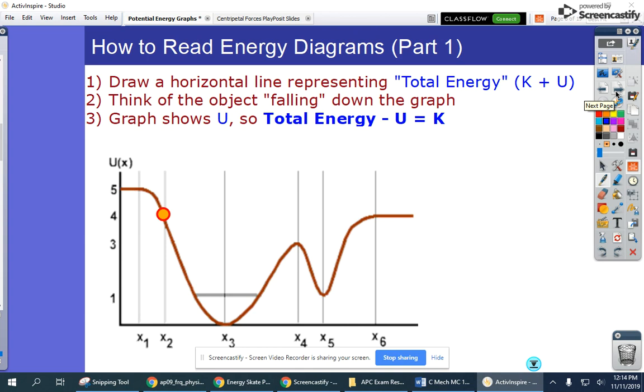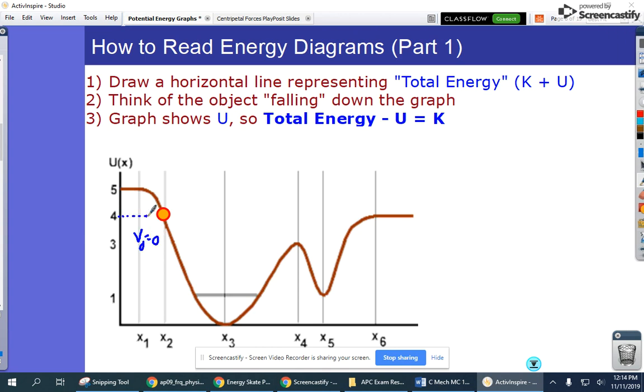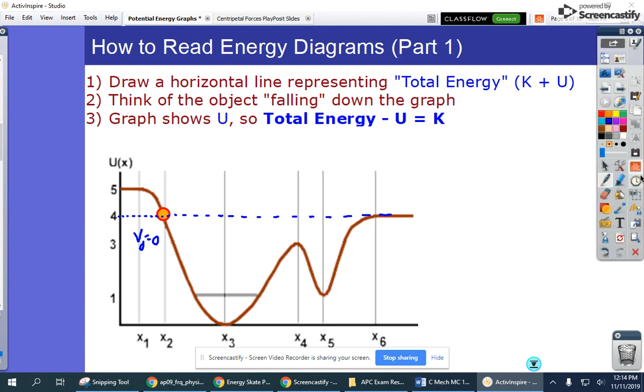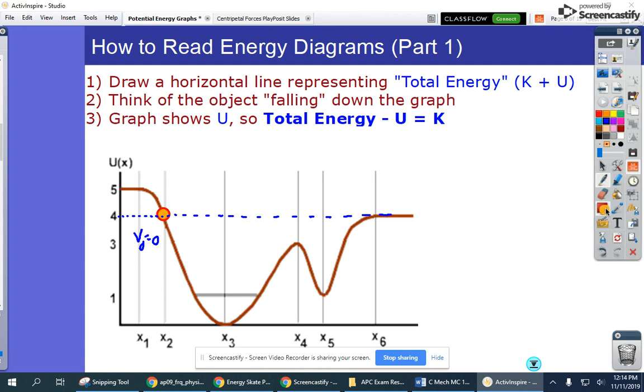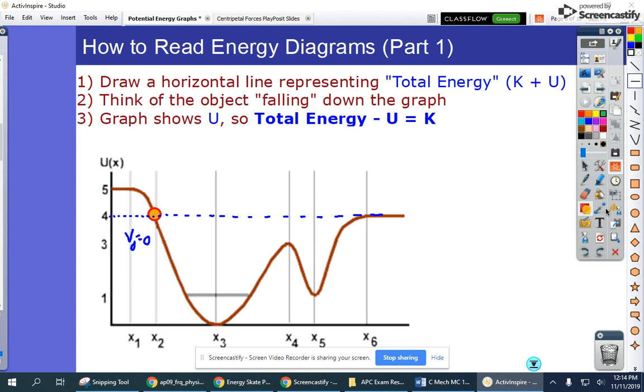there's a couple other rules, which is why I wrote part 1 up here. There's a couple other things to think about. But when we're reading energy diagrams, what I'd like you to do is draw a horizontal line that represents the total energy, both kinetic and potential. So if we start out at 0 energy, then we're going to draw a nice horizontal line, and I guess I could actually use the horizontal line tool. So let's go ahead and draw a nice horizontal line. Hey, I actually did a pretty good job.